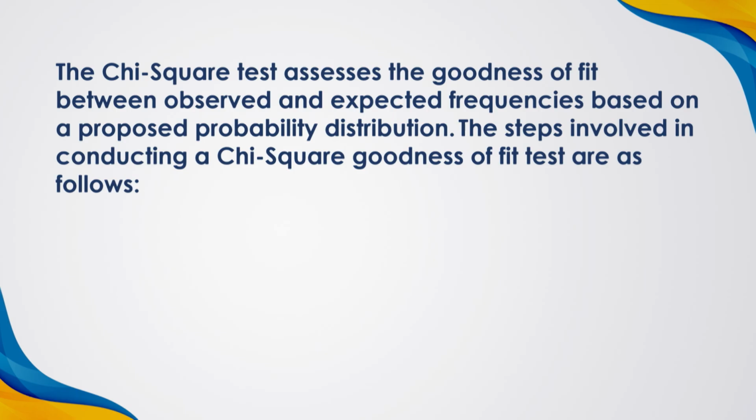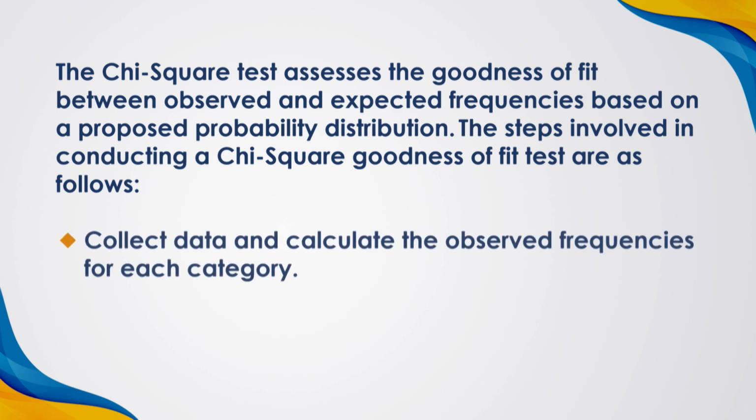Dear students, let us begin the third part of the lesson, in which you will learn about testing the goodness of fit of the proposed probability distribution and regression model. The chi-square test assesses the goodness of fit between observed and expected frequencies based on a probability distribution. The steps involved in conducting a chi-square goodness of fit are as follows.